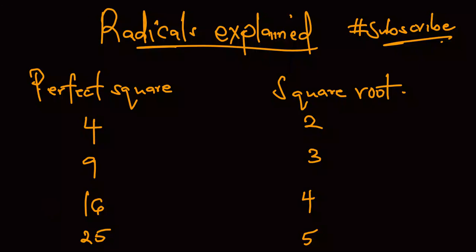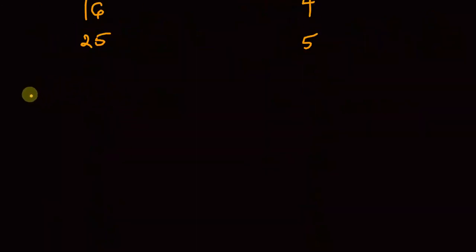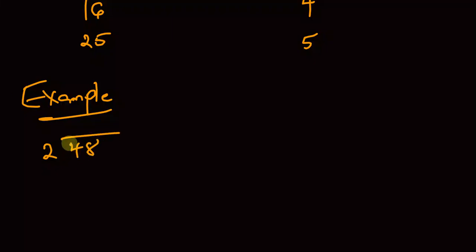We can look at an example. Example 1. You have been given 2 root of 48. How do you solve this? Inside the square root, we have 48. We look for two numbers which when we multiply, one will give us a perfect square.